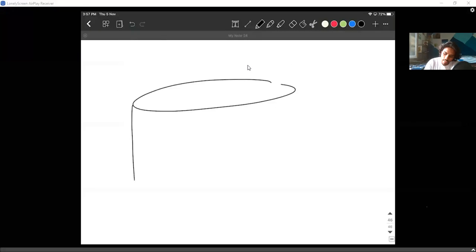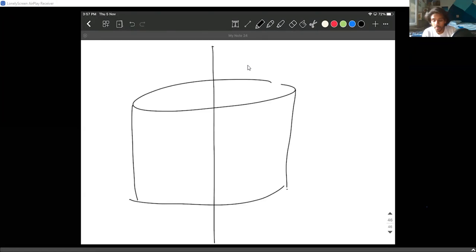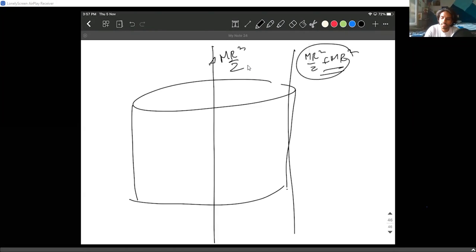Let us say you have a cylinder. The moment of inertia of a cylinder is mr square by 2, and about this axis you want mr square by 2 plus md square, which is nothing but 3 by 2 mr square. So for a cylinder, about its edge, the moment of inertia is 3 by 2 mr square.